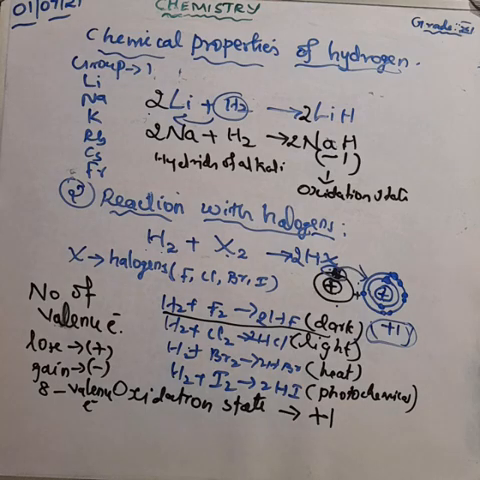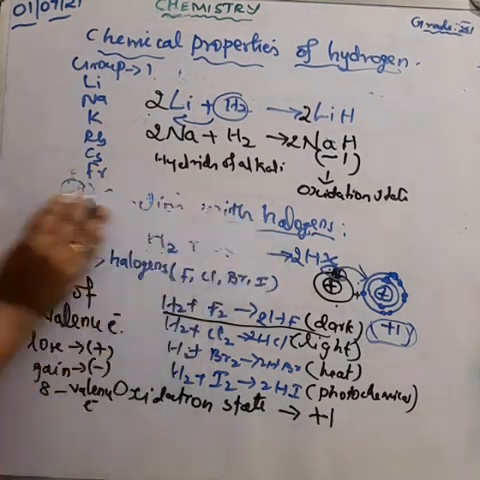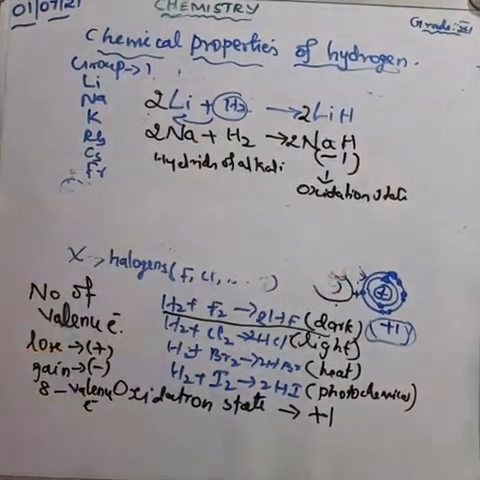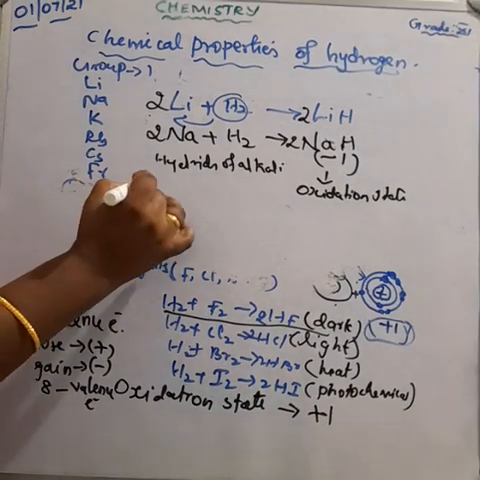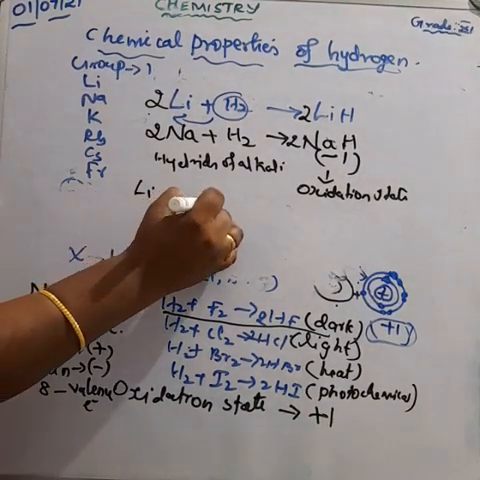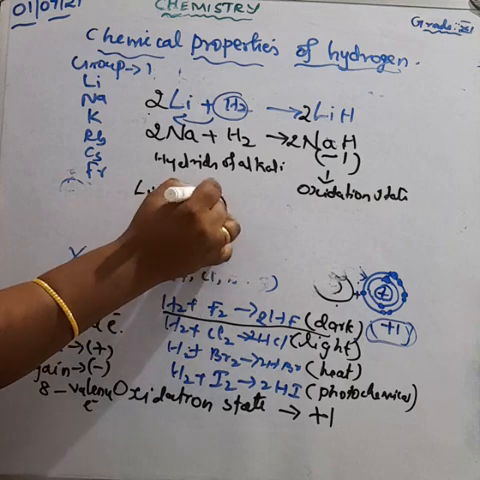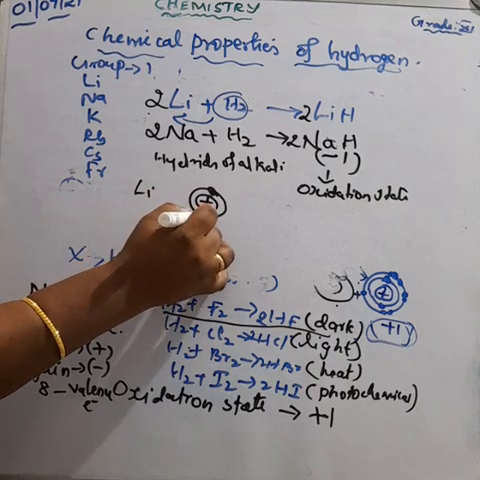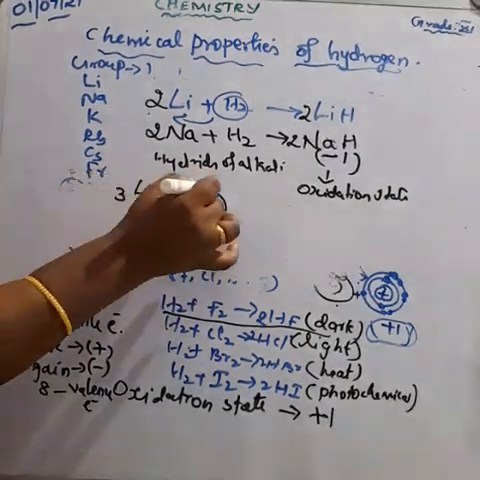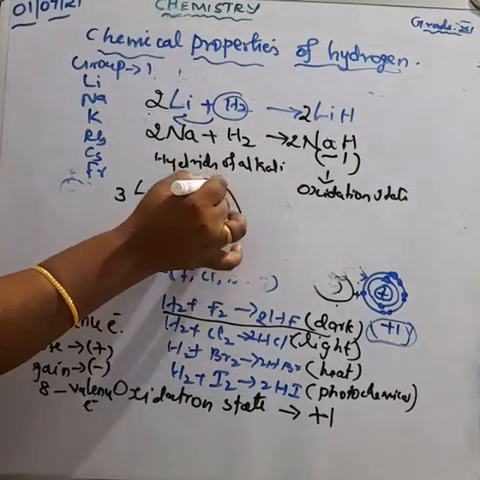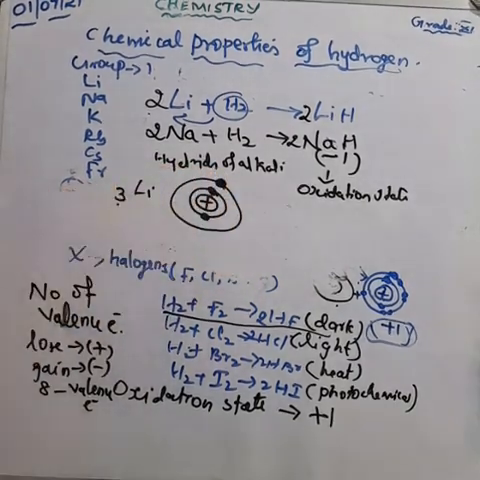For example, I am taking lithium. What is the atomic number for lithium? 3. So this is the lithium atom nucleus. This is the first shell. First shell, how much? 2 electrons. Second shell, 1 electron. Because the atomic number is 3, 3 electrons are there.